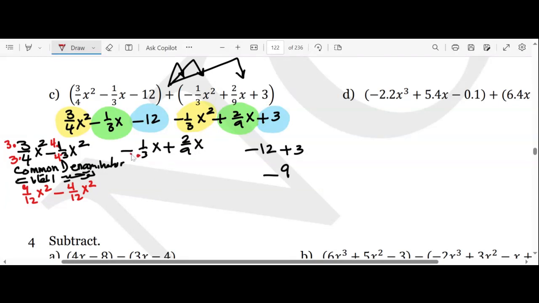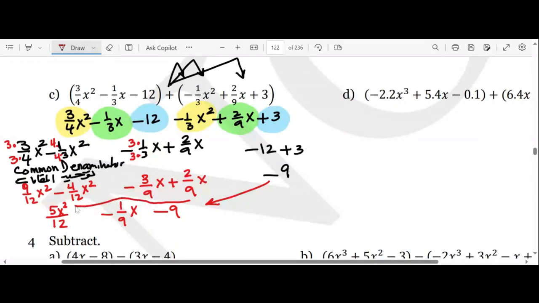Okay. Here, I have 3 and 9. What should I do? Multiply the 3 by what? 3 and this by 3. So you get what? Negative 3 over 9 x plus 2 over 9. Do I change this? No, because it's the same. Okay. So I have here 9 minus 4. What's the answer? 5. 5 what? X. Over what? 12. Minus 3 plus 2 give you what? 1 over what? 9. And don't forget the minus 9. That's your final answer. Easy?